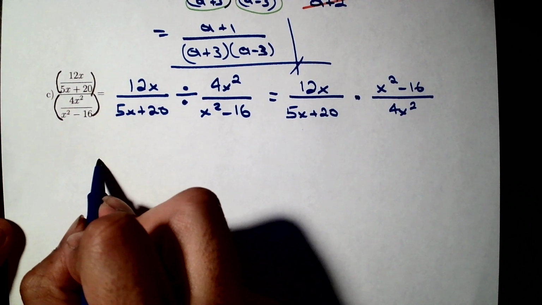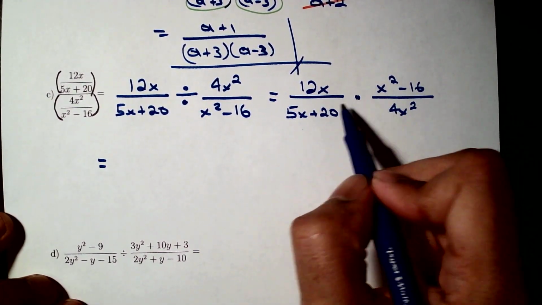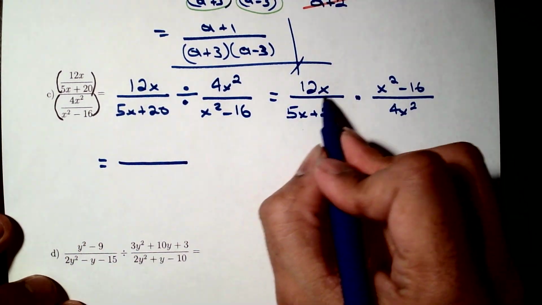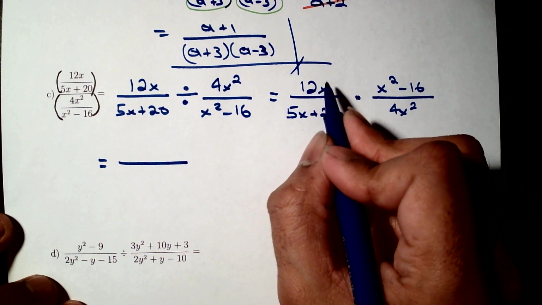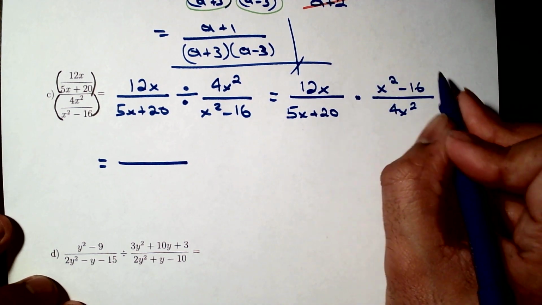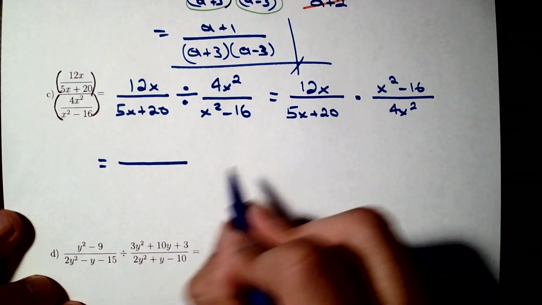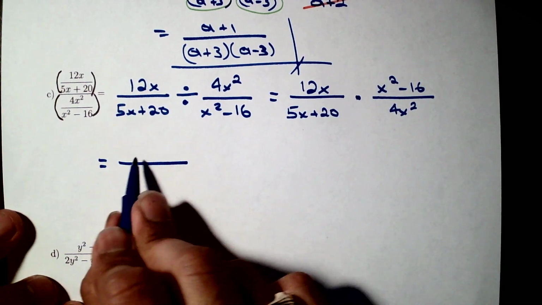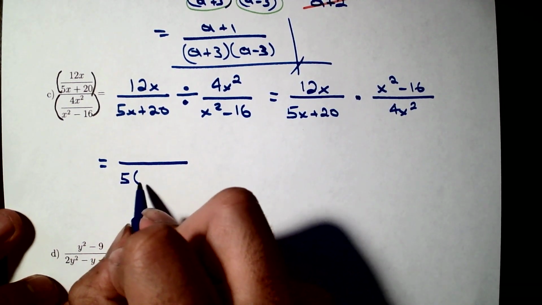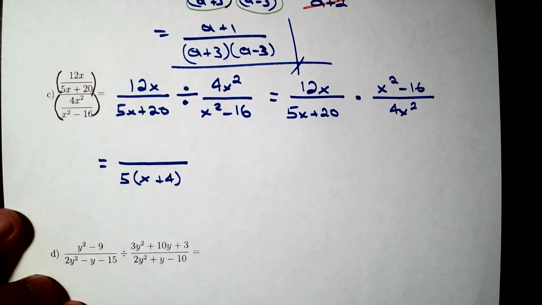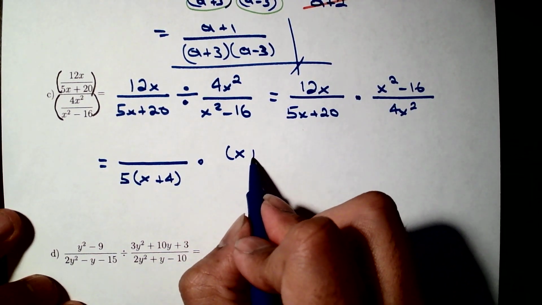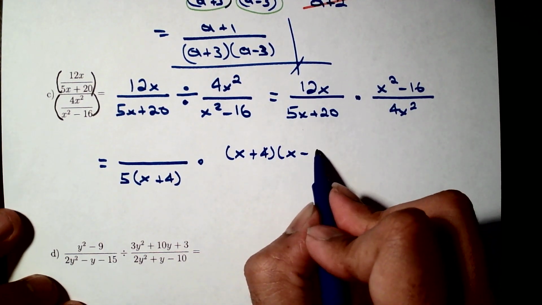And now let's go ahead and cancel. Factor out first. Okay, I'm going to skip the first part, the numerator of the first fraction. I'm going to do that at the end. I'm going to focus on the denominator of the first fraction and the numerator of the second fraction. So I'm going to leave the 12x blank and write something else. Here we can factor out a 5. And over here we have a difference of squares, x squared minus 16, that factors as x plus 4 and x minus 4.